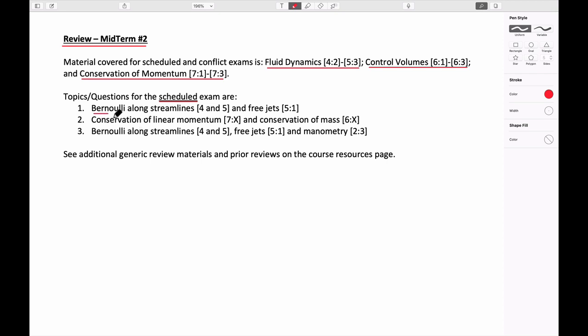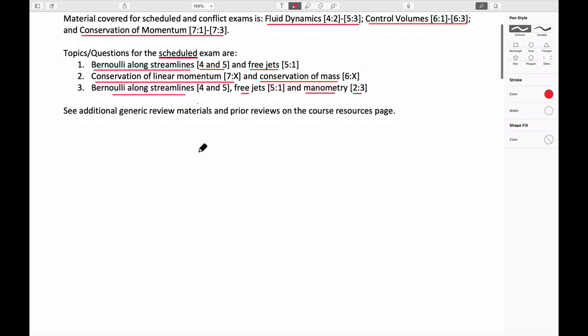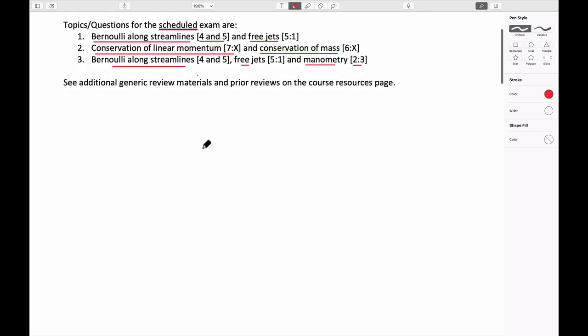They are from Bernoulli along streamlines, which is really chapters 4 and 5, and free jets, which is part of Bernoulli as well. Conservation of linear momentum and conservation of mass, and again Bernoulli along streamlines, free jets, and manometry, which is from the earlier stages, but actually manometry is really linked to Bernoulli's equation. So those are the 3 questions for the scheduled midterm.